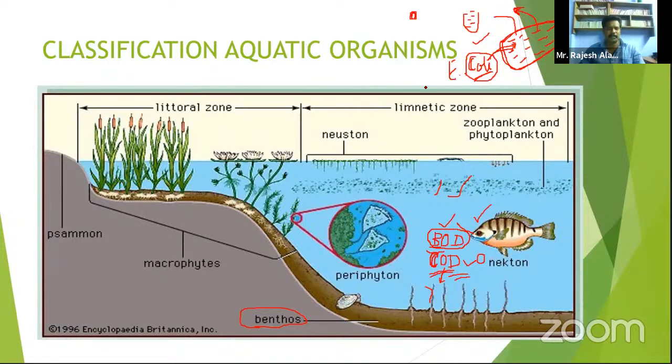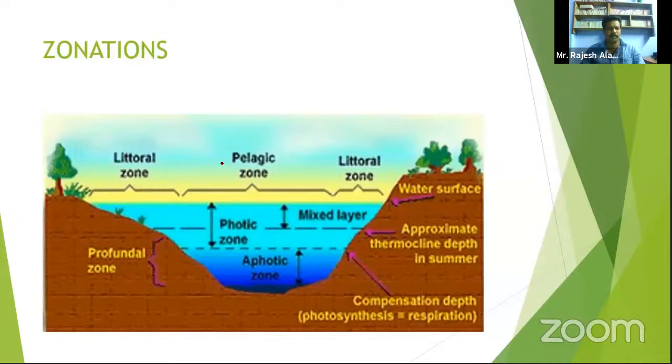So we discussed about the zonation, then littoral zone, pelagic zone, epipelagic. This is for a marine ecosystem, mesopelagic, okay, and benthopelagic. That is the lowermost area. If it is a marine ecosystem, instead of benthos, we have abyssal plain. These are the things we discussed, right?